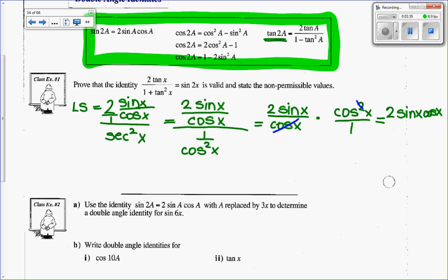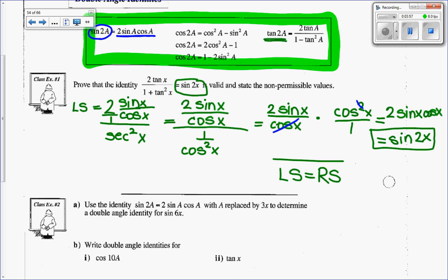And once I've got it to that point, I can see that 2 sine x cos x is actually sine 2A, or sine 2x in this case. So that's equivalent to sine 2x. This is my left side, and now my left side is equal to my right side.